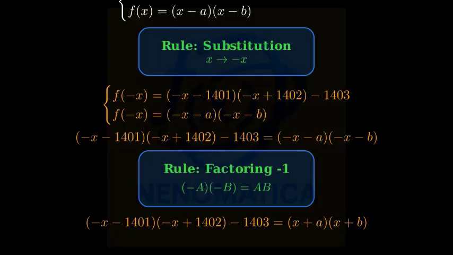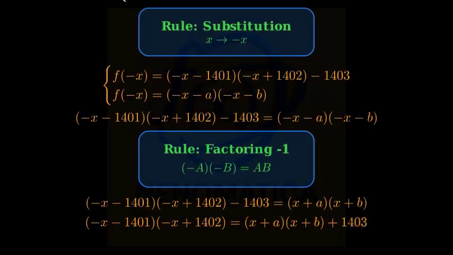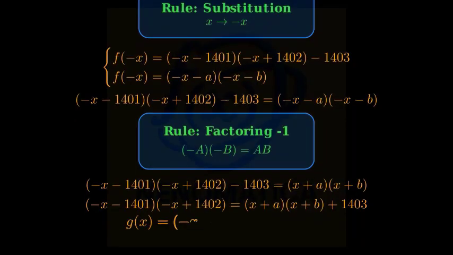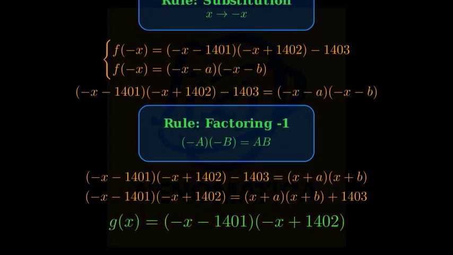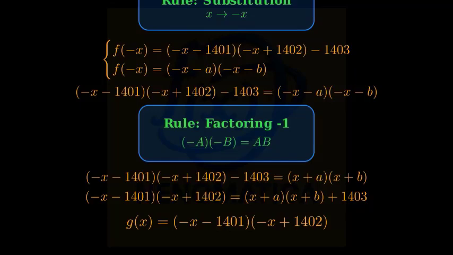Step 4. Move the constant 1403 to the right to match the definition of g of x. Then, by comparing with g of x equals (x plus a) times (x plus b) plus 1403, we see g of x equals negative x minus 1401 times negative x plus 1402.